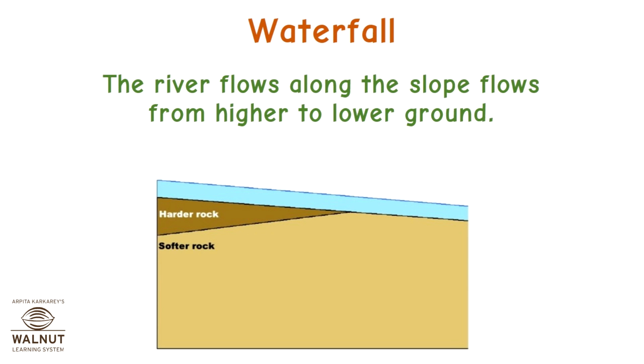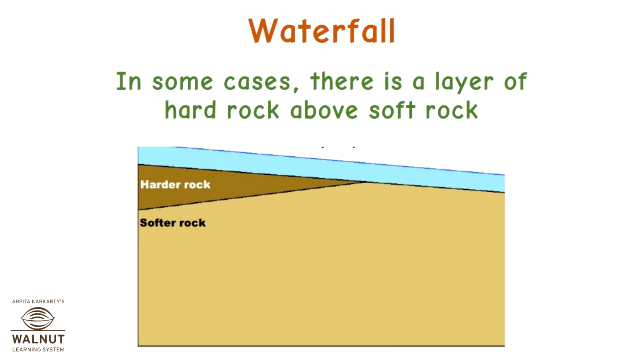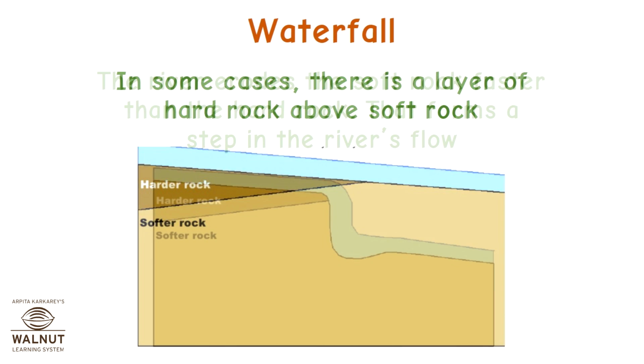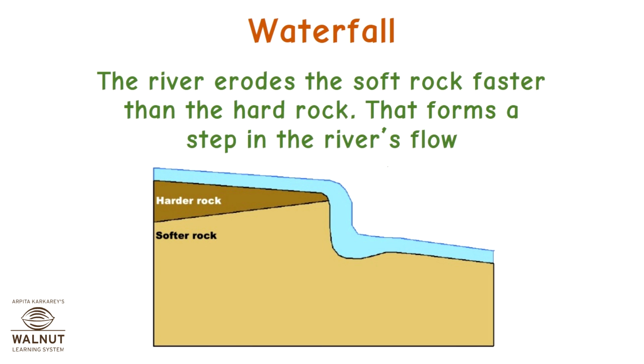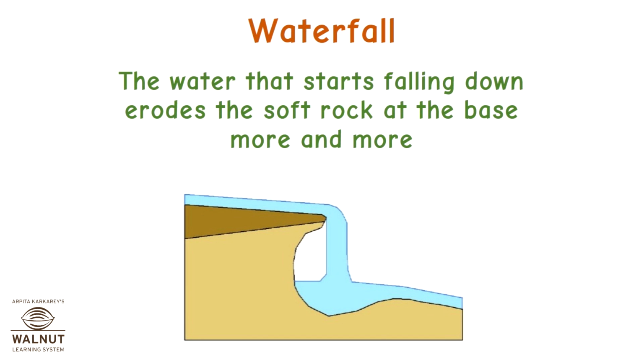Waterfall. The river flows along the slope, flows from higher to lower ground. In some cases, there is a layer of hard rock above soft rock. The river erodes the soft rock faster than the hard rock. That forms a step in the river's flow. The water that starts falling down erodes the soft rock at the base more and more.